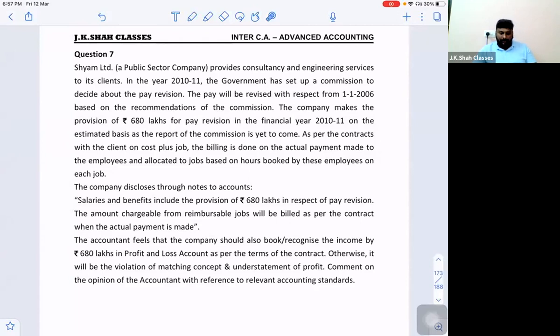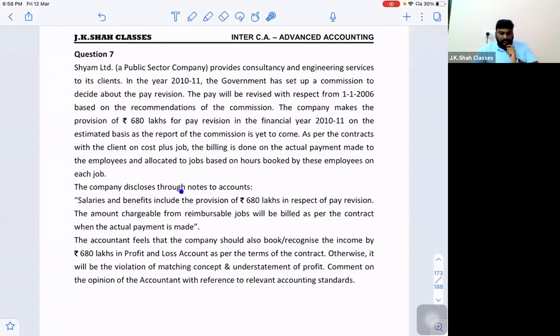So here the point of agenda is what? That this 680 lakhs that we are liable to pay to our employees, end of the day it will be recovered from our client when we bill them. So technically, this 680 lakh is also a reimbursable asset for us, which is virtually certain because we have entered into a contract. Correct? Let us go ahead.